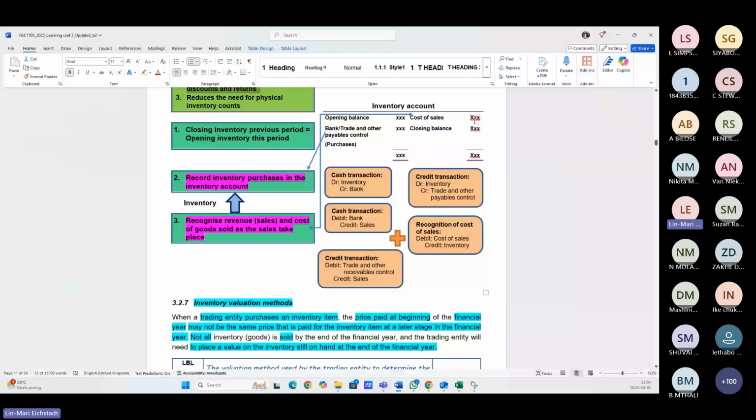Credit transactions, so if you sell on credit, you would be debiting your trade receivables, similar to what we did with the periodic system, and you would be crediting your sales. Then we've got inventory valuation methods.